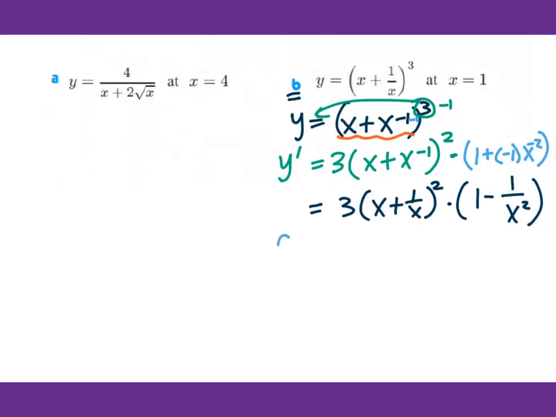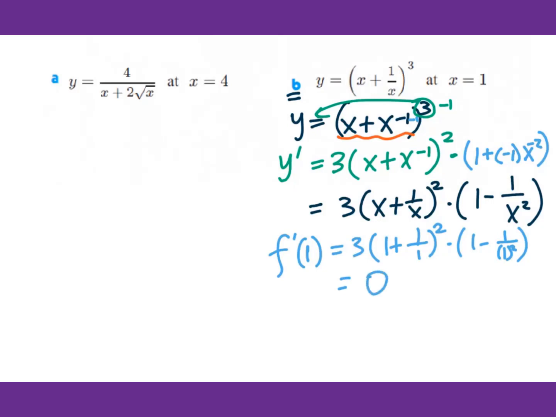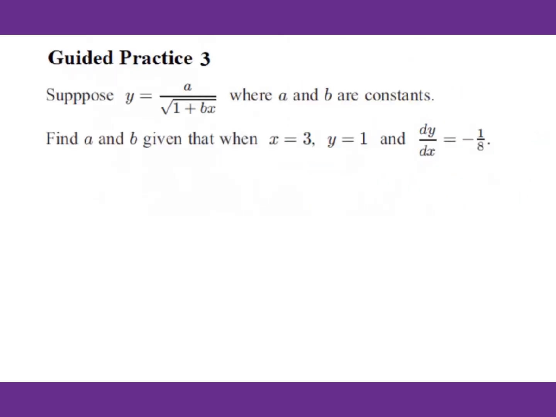Now we need to plug 1 into this derivative function: 1 plus 1 over 1 squared times 1 minus 1 over 1 squared. You will get 0. Now let's go to guided practice 3. Suppose y equals this, where a and b are constants. Find a and b given that when x equals 3, y equals 1, and when x equals 3, the slope of the tangent line, that's the derivative, equals negative 1 over 8.